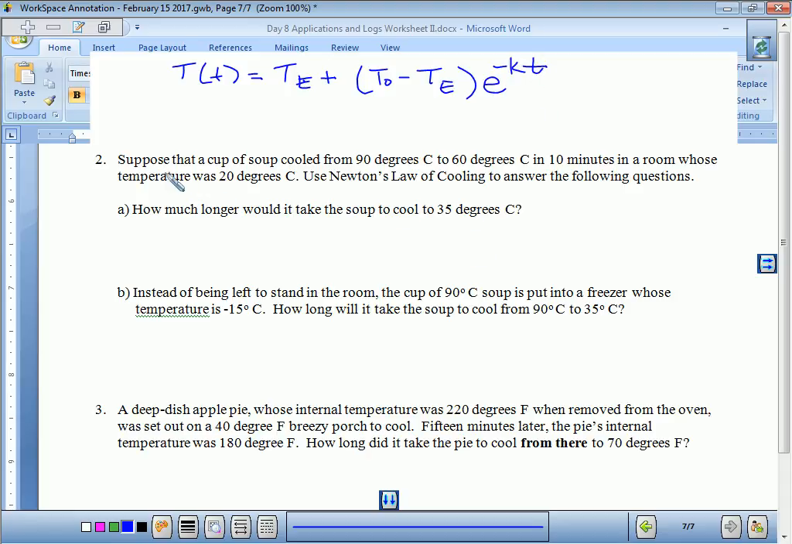Alright, so let's read this one. Suppose that a cup of soup cooled from 90 degrees to 60 degrees in 10 minutes in a room whose temperature was 20 degrees. Alright, so what is the temperature of the environment? 20.